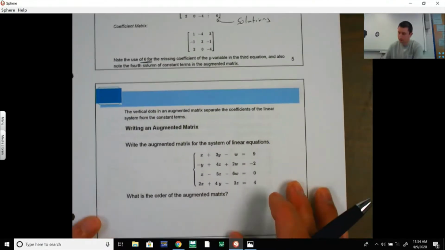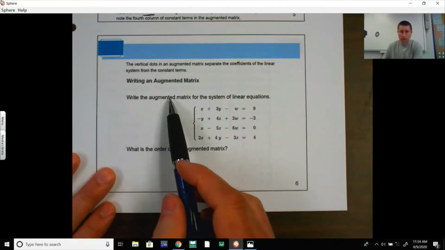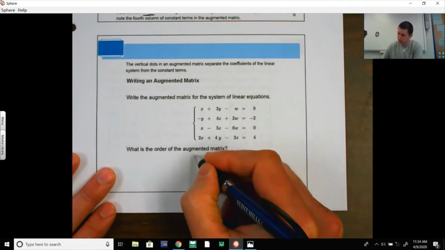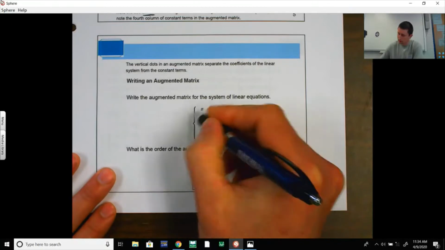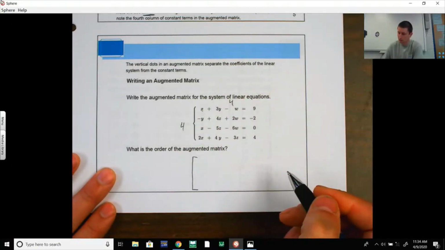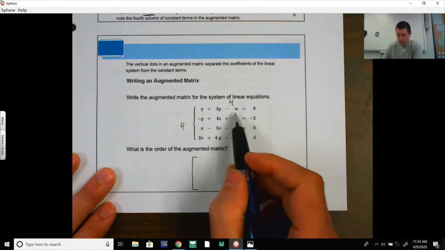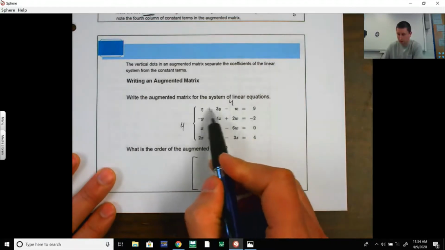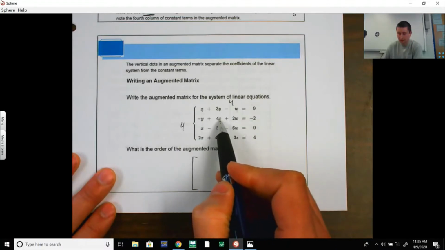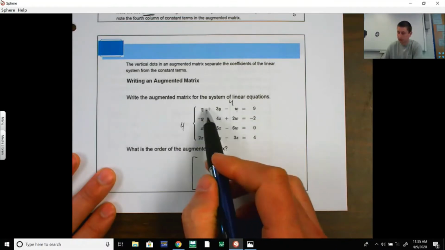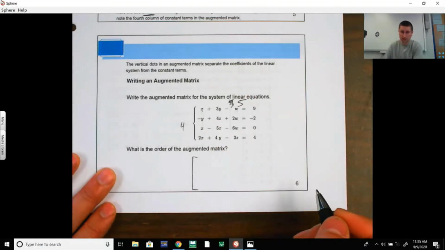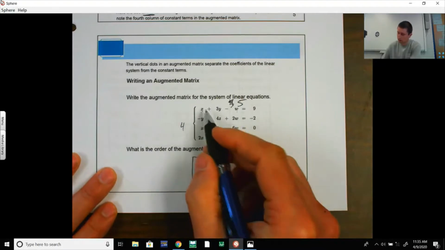So write an augmented matrix. If we have a system of equations right here, and they want us to write an augmented matrix, it would be a 4 by 1, 2, 3, 4. It'd be a 4 by 4 matrix. But if we look closer, notice I have an x, y, w. Here I have a y, z, w. I have another variable here. So we're going to have to add some zeros here, and I shouldn't have 4 columns. I should actually have 5 columns. Okay? So I'm just going to write the coefficients.